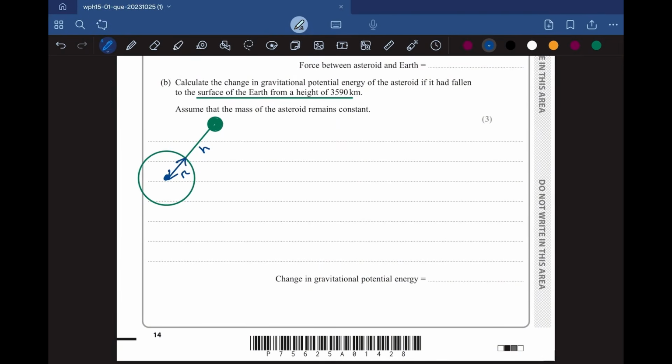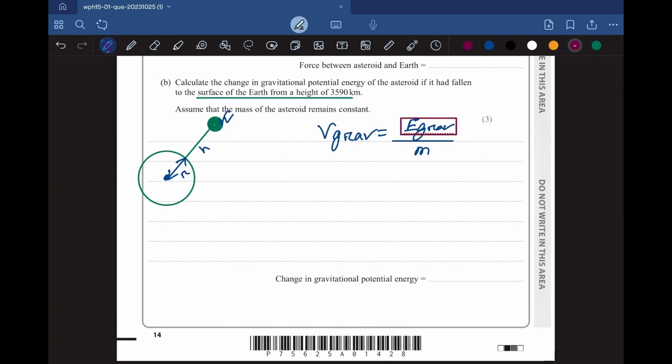So now they have said that it has fallen and now it is on the surface of the earth. Previously it was 3590 kilometers away. Now it is on the surface of the earth. So how does the potential energy change? We know that potential is equal to gravitational potential energy per unit mass. We know V grav is equal to gravitational energy divided by mass, right? And now they have asked us to calculate this gravitational energy.